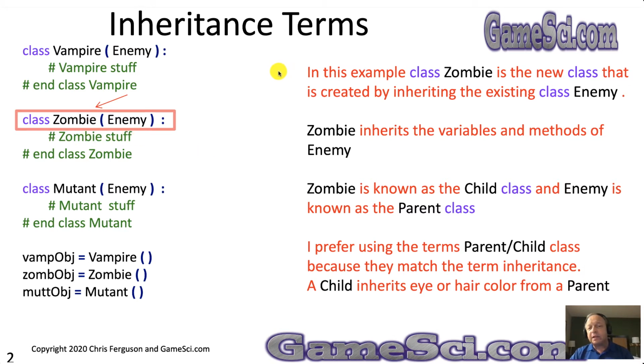Class zombie inherits enemy. In this example, class zombie is the new class that is created by inheriting the existing class enemy. Zombie inherits the variables and methods of enemy. Zombie is known as the child class, and enemy is known as the parent class. I myself prefer using the terms parent and child class because they match the term inheritance. A child inherits eye color or hair color from a parent. The terms parent and child match the word inheritance itself.